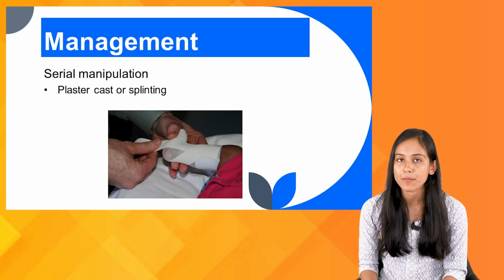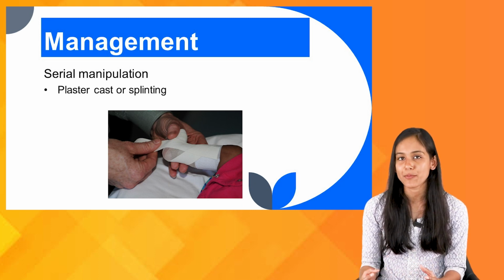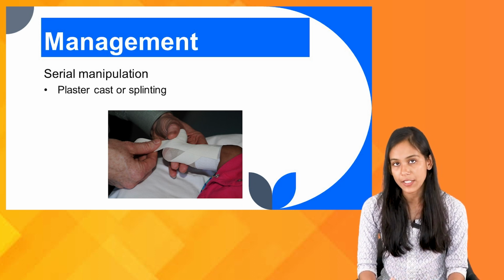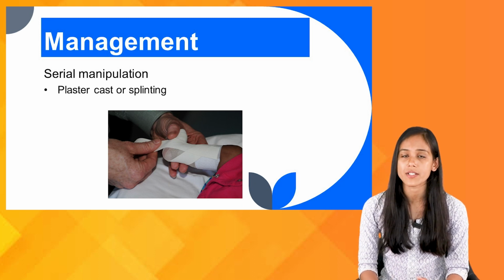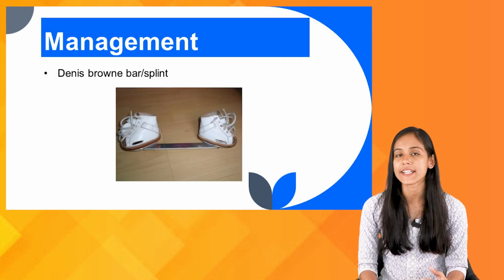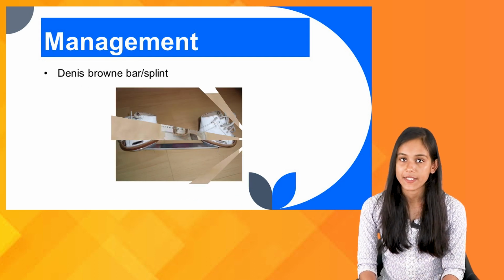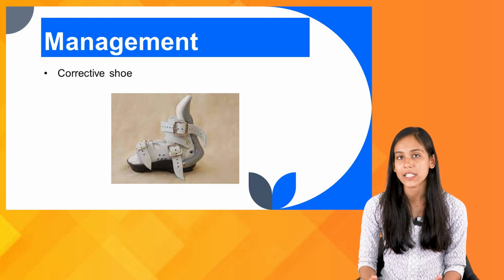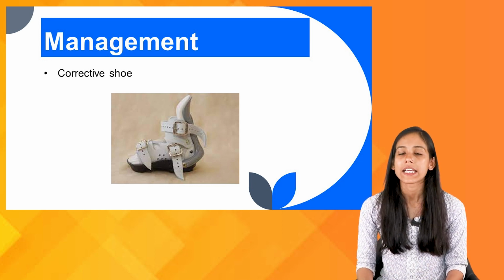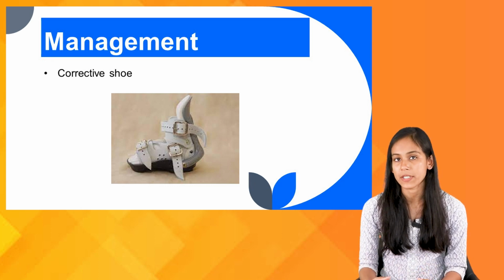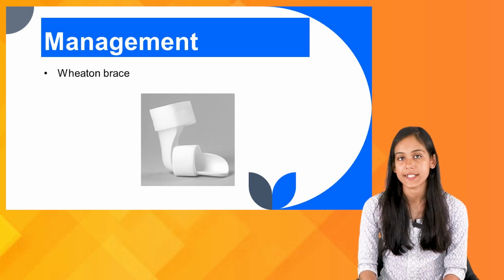Now, the first one is serial manipulation. What do we mean by serial manipulation? Basically, here we do several things to manipulate the deformity. We have plaster cast or splinting, which is a serial manipulation. And then there is the Dennis Brown bar or splint, and then the corrective shoe. What this corrective shoe does is help to hold the deformed part in a particular position, and that is how we can manipulate the deformity. And then we also have the Wheaton brace. So these are some examples of serial manipulation.